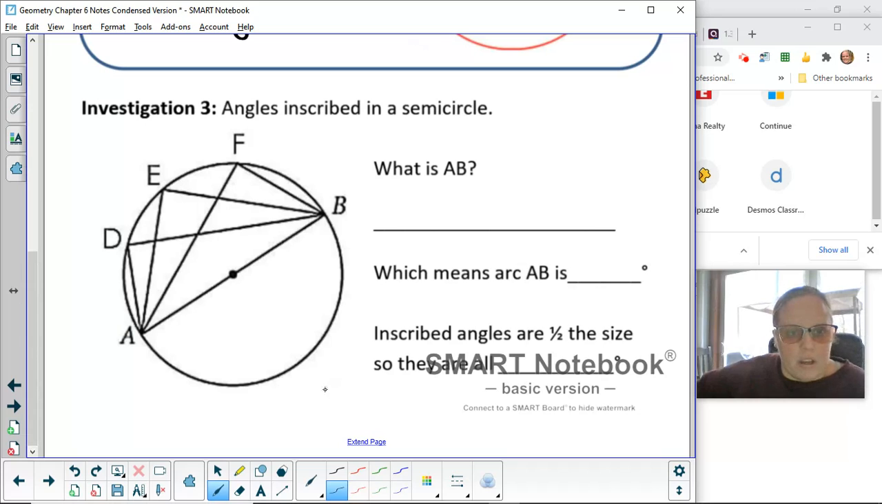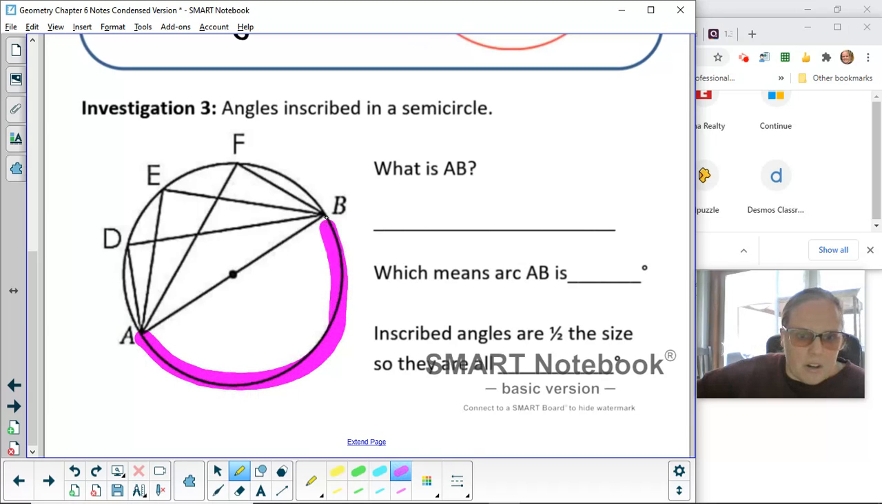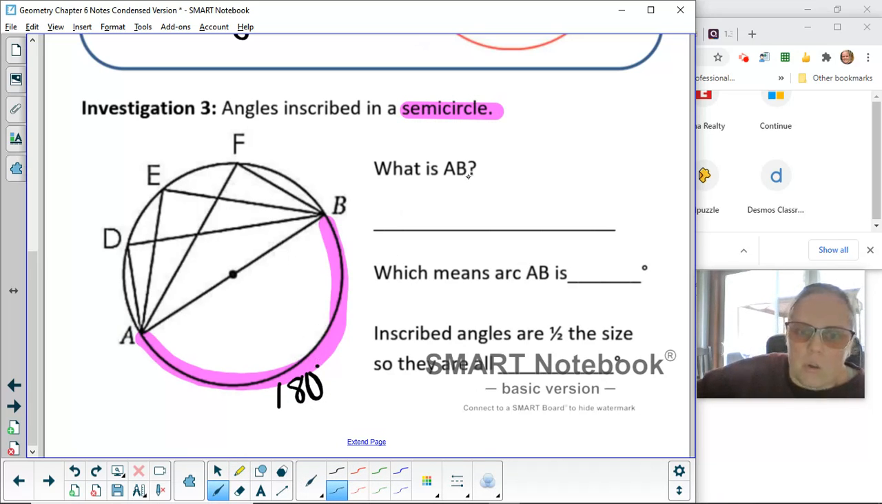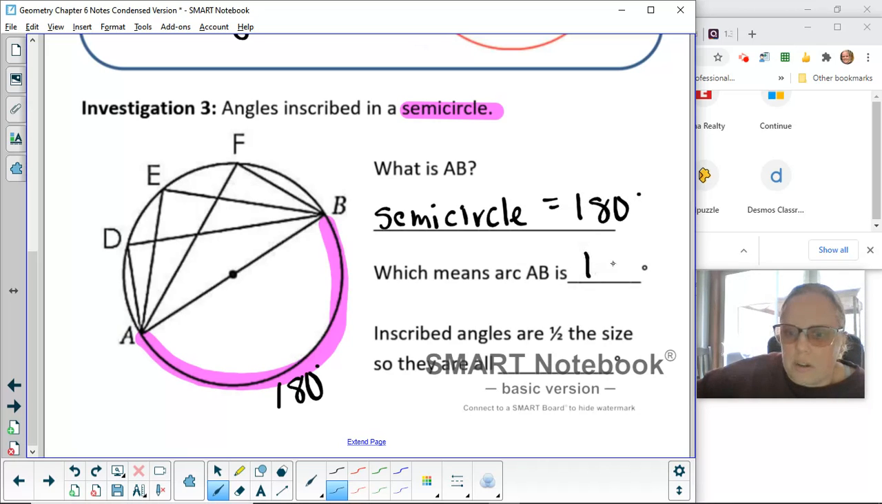All right, the next one, inscribed angles in a semicircle. Now remember, a semicircle means it is half of a circle. So this arc right here is our semicircle, and that has to be 180 degrees because it is half of the circle. So what is AB? Semicircle, that equals 180 degrees. Oh, I guess that's right here, 180 degrees.